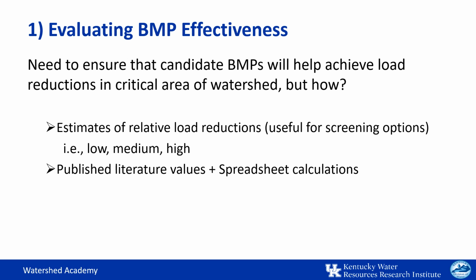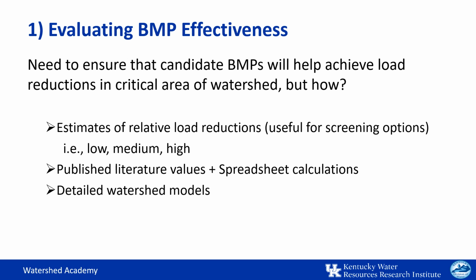You can also look for literature values, which usually provide an average pollutant removal percentage for the BMP type. This is usually based on one or more monitoring studies in which performance was measured using a combination of flow and chemical monitoring. Then you can develop a spreadsheet tool that allows you to consider multiple scenarios and look at the pollutant loads, area treated, and percentage reductions expected.